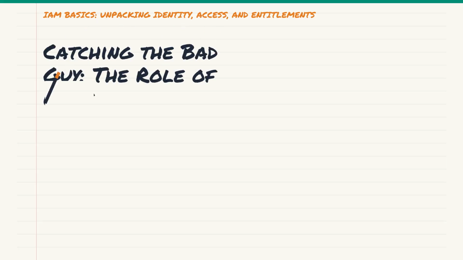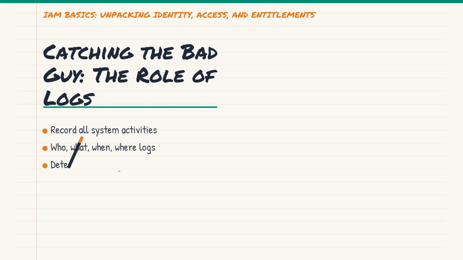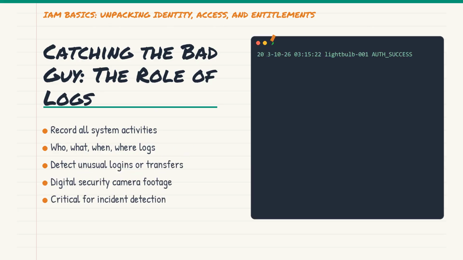So, how could Tech Innovations Incorporated have caught this? The first step is robust logging. Every system, every device, every application should be recording what's happening. Who logged in? What did they do? When did they do it? For our lightbulb scenario, unusual login attempts or a successful login from an unexpected IP address would be recorded. For the file server, logs would show unauthorized access attempts or large data transfers happening at odd hours. These logs are like the security camera footage of your digital infrastructure. They provide the critical evidence needed to detect and investigate incidents.